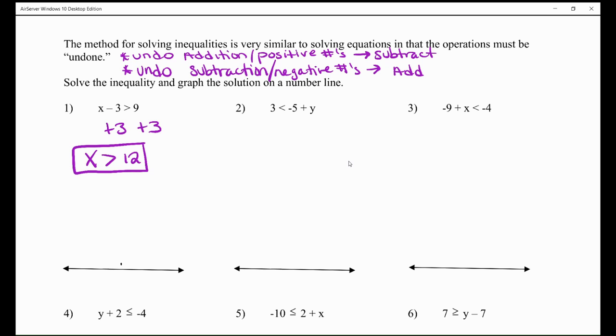For the number line, we want 12 in the middle. We want to make sure we have at least 3 values on our number line, and we want to make sure our number line is increasing. 12 is not part of the solution set, so it will be an open circle at 12. And it's greater than, so we'll shade to the right.